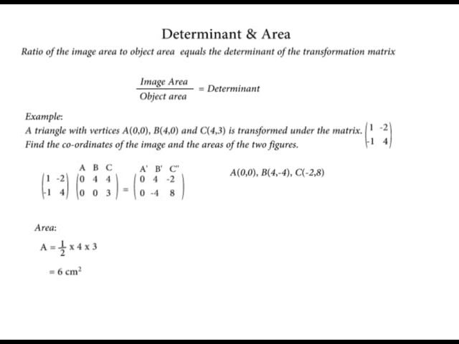Area of the image over the area of the object is equal to the determinant. We already have the area of the object, 6 square units. The determinant, we multiply 1 times 4 minus negative 1 times negative 2. That is 4 minus 2, giving us 2. And so the image area over the object area is equal to 2. Image area over 6 should be equal to 2. Cross multiplication, and the image area is 12 square units.